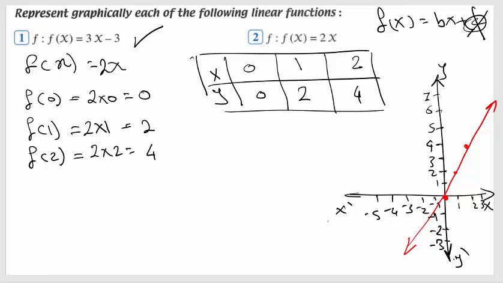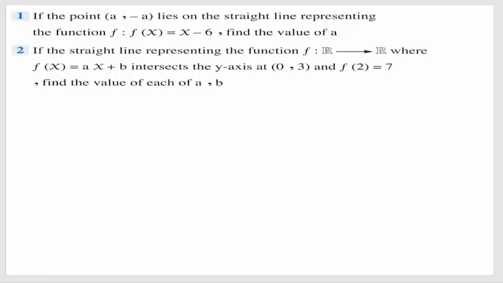Let's move to the second part and know how to deal with it. Here are some examples to improve our skills in solving linear functions. The first question, question 1. If the point (a, -a) lies on the straight line which represents the function f of x equals x minus 6, find the value of a.